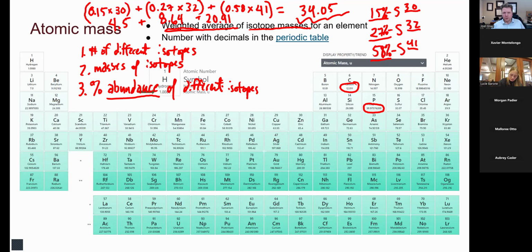Now, if you're looking at this and you're like, I understood the structure, but I don't understand how the 34.05, what does that mean? That relates to the abundances. We're weighing how common the different isotopes are.